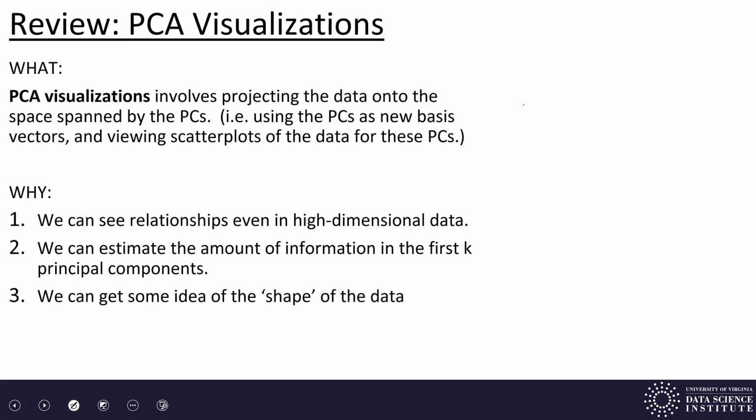We can estimate the amount of information in the first k principal components, and this tells us how much of the total variation we're looking at when we look at these scatter plots. This allows us to get some idea of the shape of the data or relationships between groups within the data, even when the original data is in a very high dimension where we couldn't normally see it.